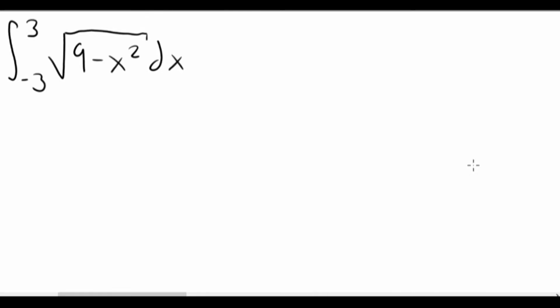We're going to be taking a look at this integral here, and we're going to be looking at 4 different ways to evaluate this integral. A quick note before I get started. I've used the numbers 3 and 9 here, or negative 3, 3, and 9, just to make it convenient to get an actual numerical answer.